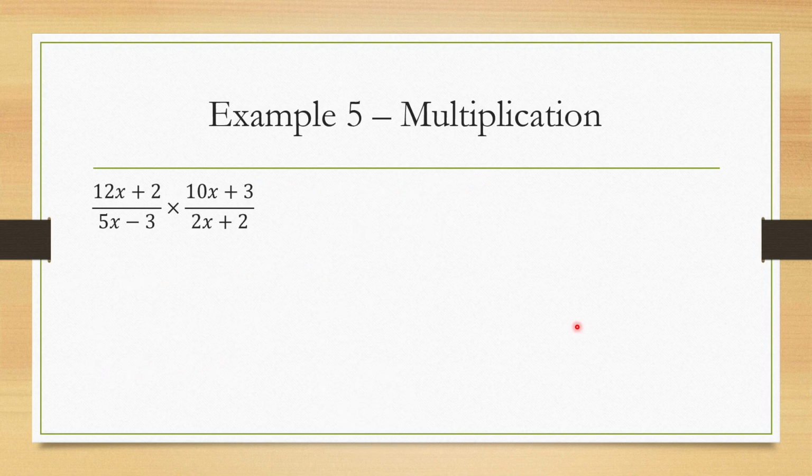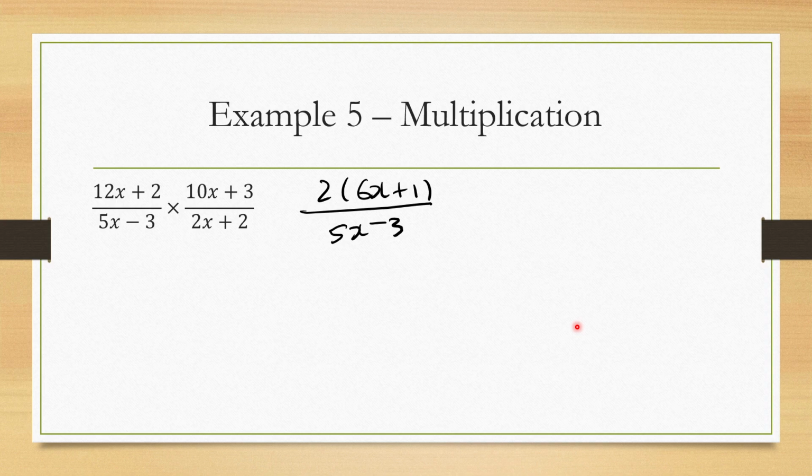Let's look at another example. In here you have 12x plus 2 over 5x minus 3 multiplied by 10x plus 3 over 2x plus 2. First thing you need to do, same as before, is factorize. For the first one, you can take a 2 out, so it becomes 2 times the bracket 6x plus 1 over 5x minus 3.